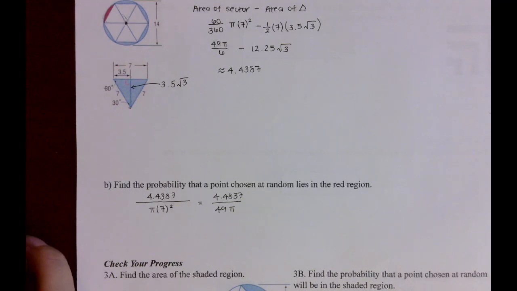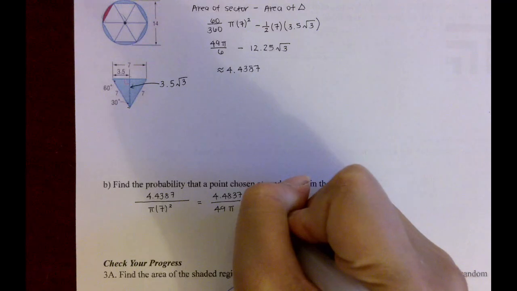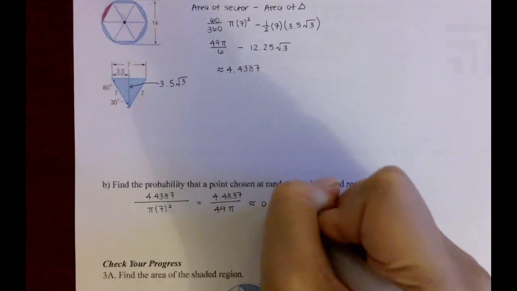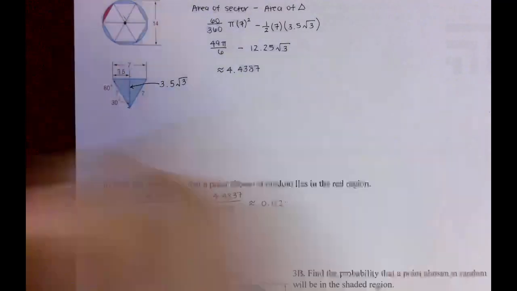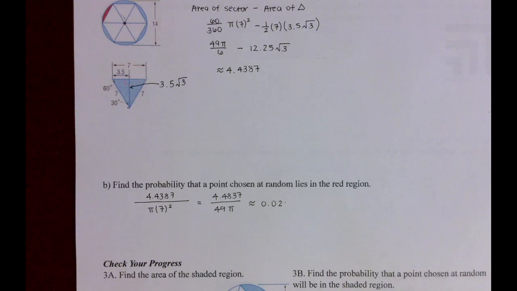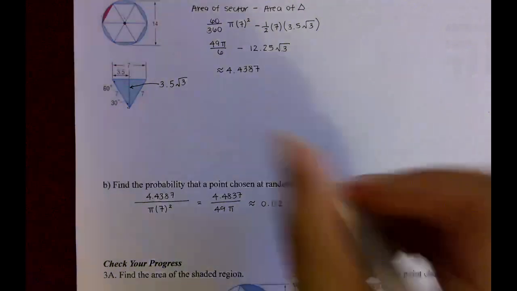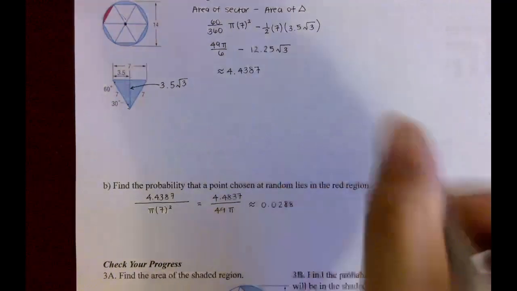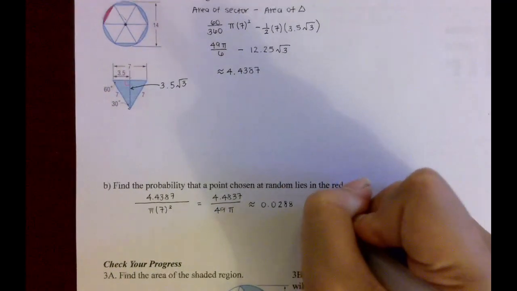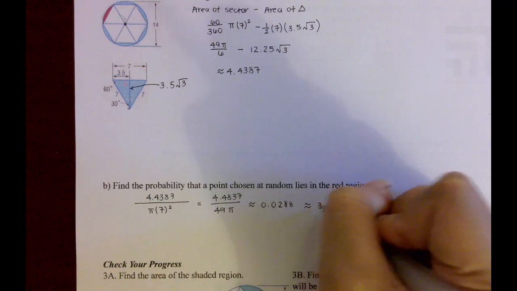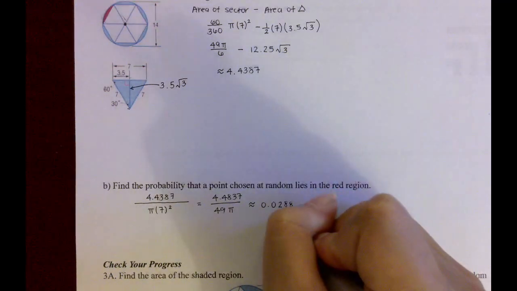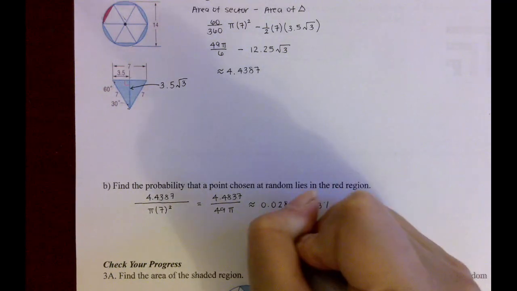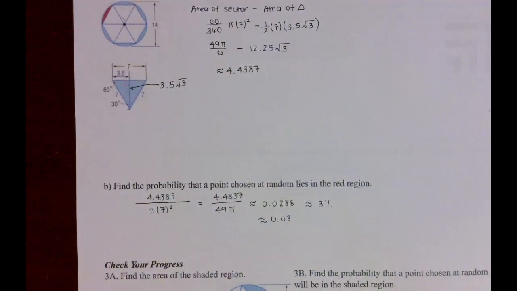Right, and then that gives me approximately 0.02, hard to see on my calculator, 0.0288, or approximately 3%, or 0.03. Okay, those are all close approximations.